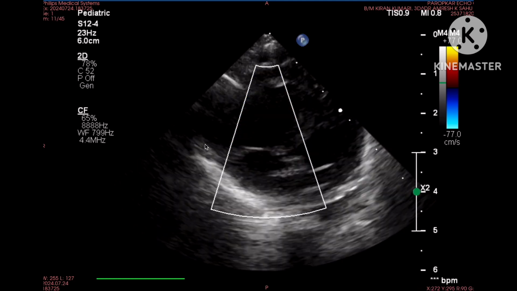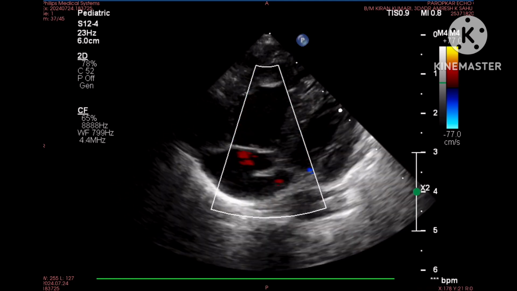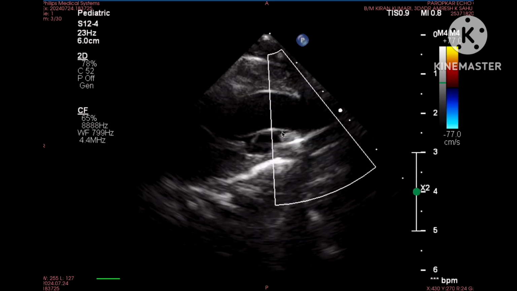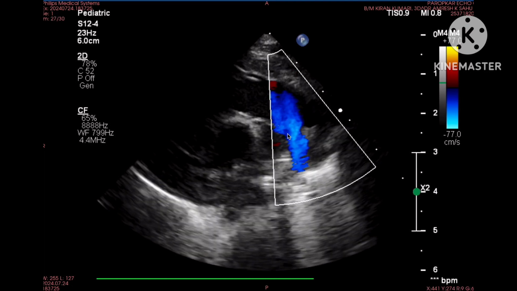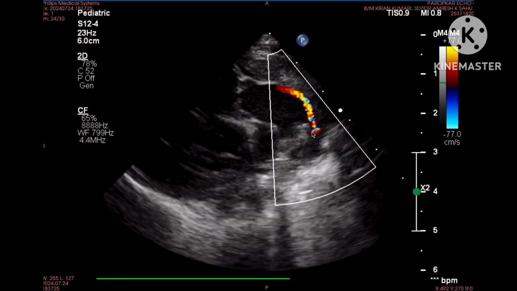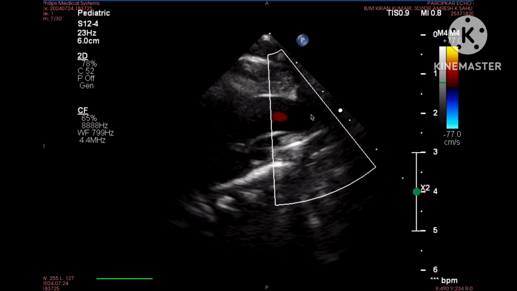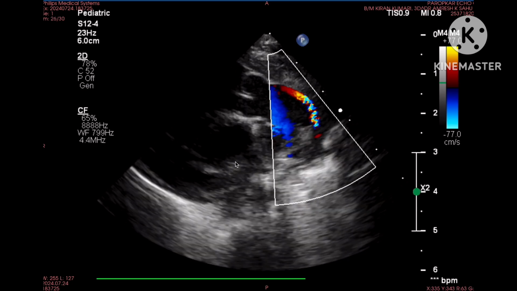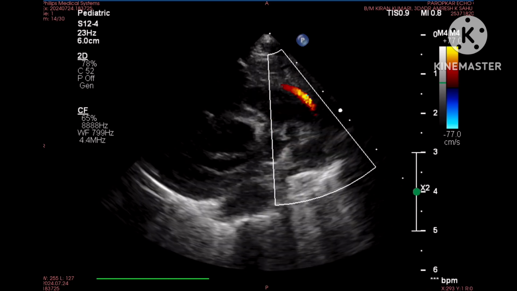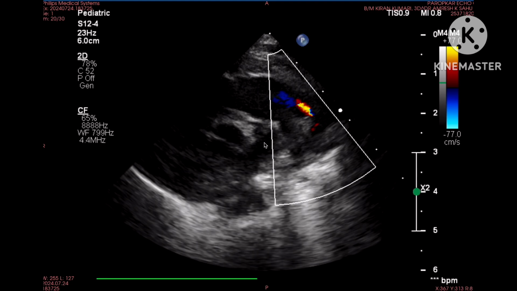The next image: now you see this is the right pulmonary artery, left pulmonary artery, and then the patent ductus arteriosus, PDA. This highly turbulent flow is PDA, patent ductus arteriosus flow. This is the location of the right pulmonary artery. This is the location of the left pulmonary artery branch, and the most lateral one, the most left-sided branch, is the patent ductus arteriosus.